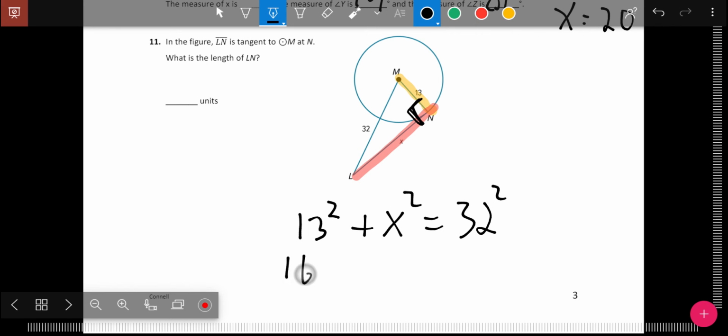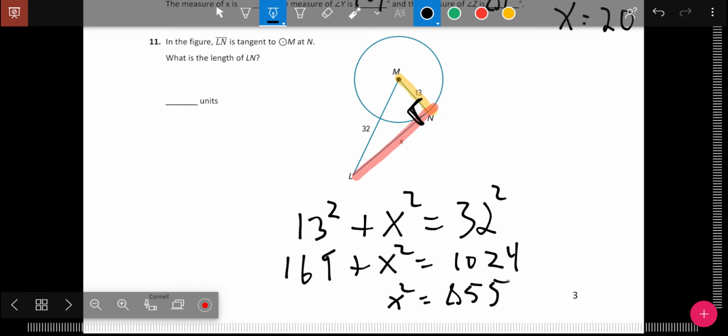And that's 169 plus x squared equals, I don't know 32 squared off my head, so 32 times 32 is 1024. And I subtract the 169, I get x squared equals 855, and then I square root, and so that x gives me 29.24 units.